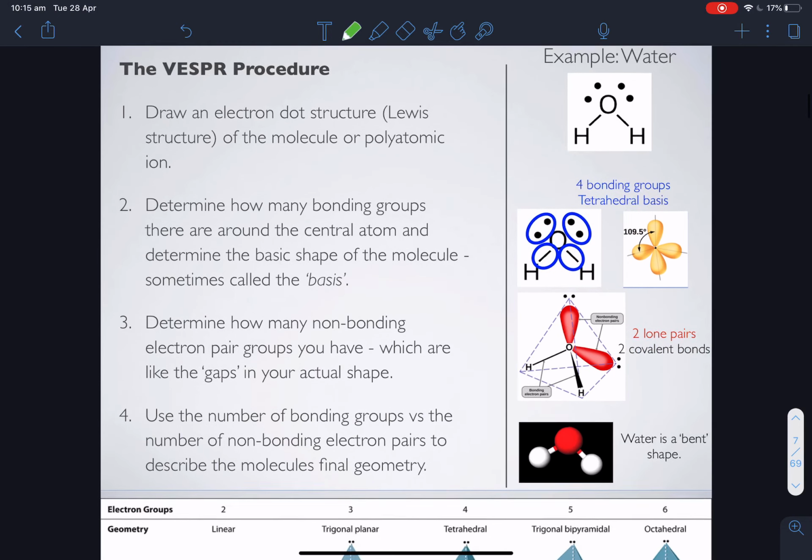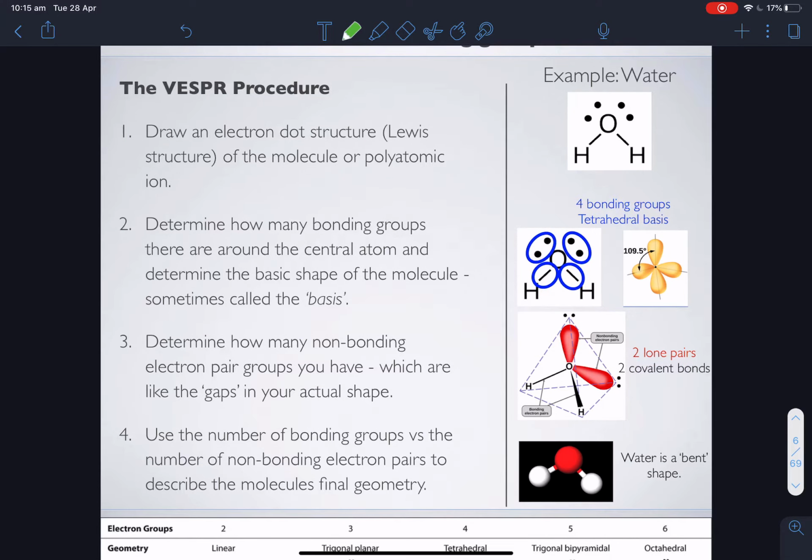Okay, so a procedure for VSEPR. What you need to do first, number 1, is to draw an electron dot structure or Lewis structure of the model, like our example of water here, where you've got 2 lone pairs and your 2 bonds, oxygen to hydrogen. So first step, Lewis structure, and we did that last chapter.